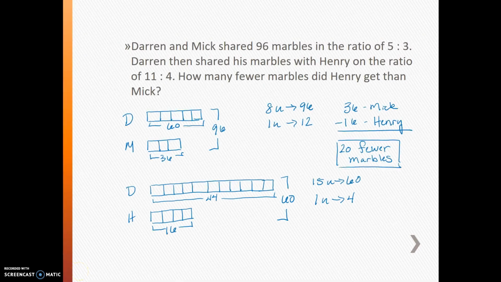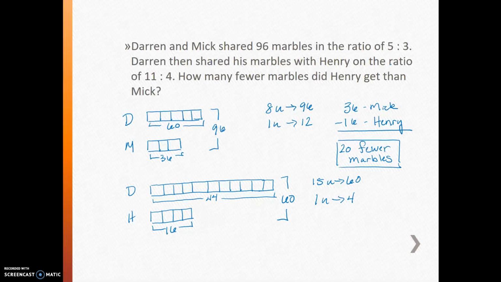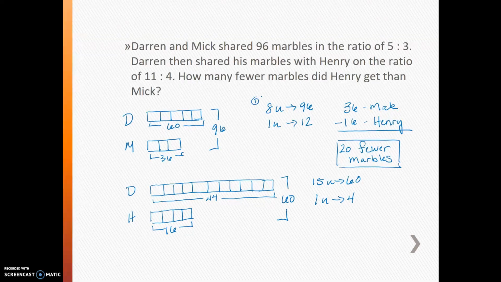Okay, so this is a fun problem because it involves several steps, but the key to this problem is looking at the first portion of it where it says Darren and Mick shared 96 marbles in the ratio of 5 to 3. So Darren and Mick have 96 marbles altogether. So first I needed to figure out how many each person had up here in my first situation, okay? And then it says Darren then shared his marbles with Henry in the ratio of 11 to 4. So then I go down here and I split Darren's 60 marbles up between himself and Henry and solve with the unitary method, and it ends up being that Darren has 44 and Henry has 16.